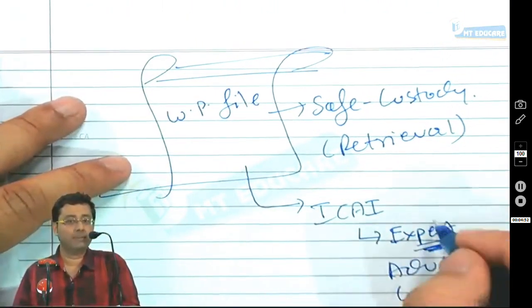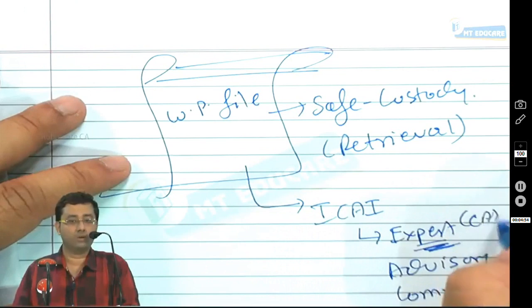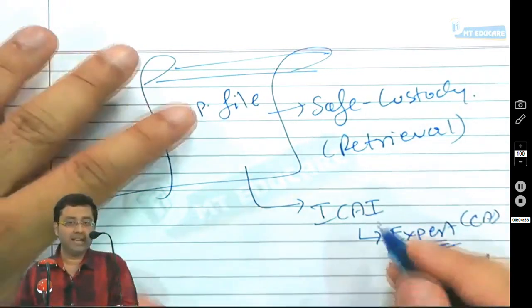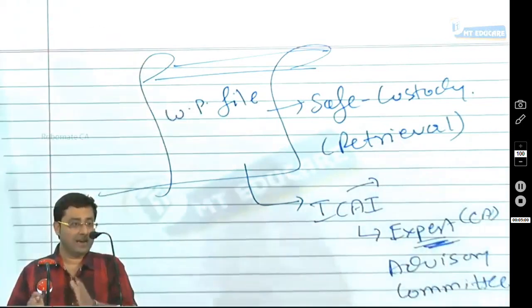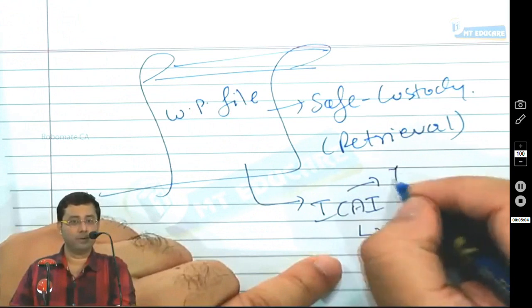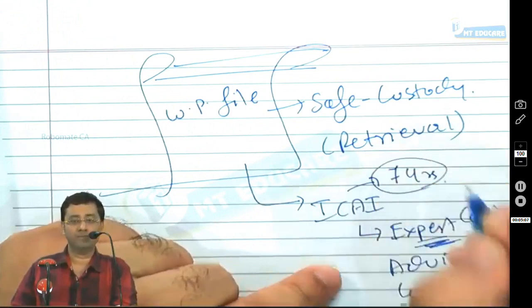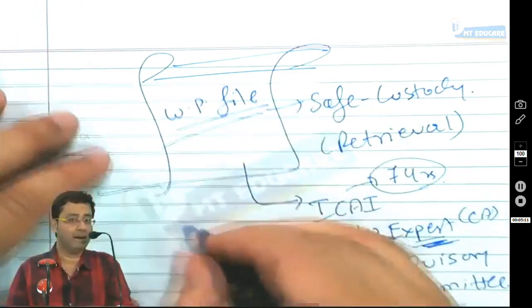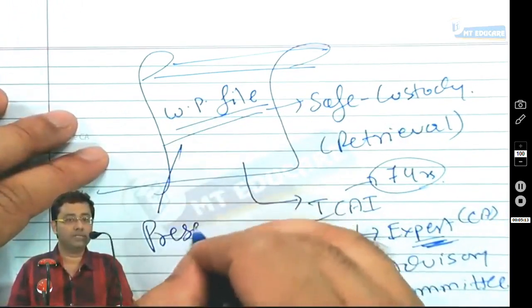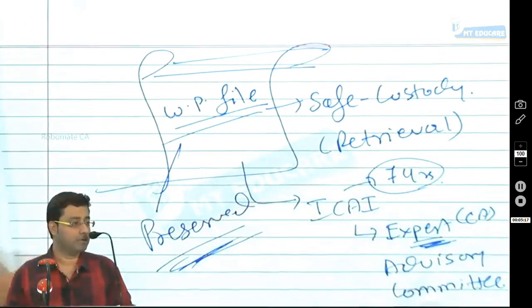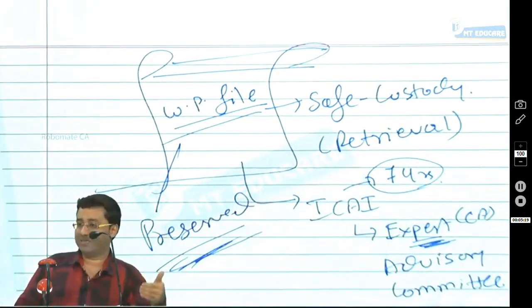This expert advisory committee comprises chartered accountants, all experienced, having 5 years, 10 years, 15 years of experience. They say that according to ICAI's expert advisory committee, every auditor should keep his working papers for at least a period of 7 years. Working papers should not only be maintained in a file, but they should also be preserved.